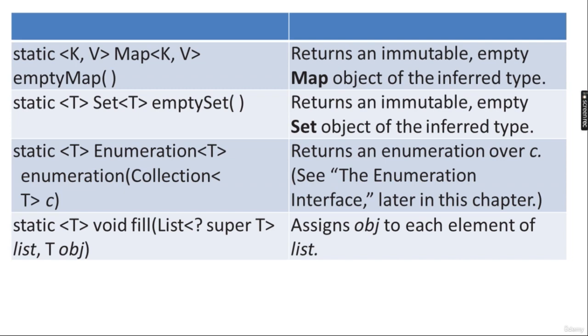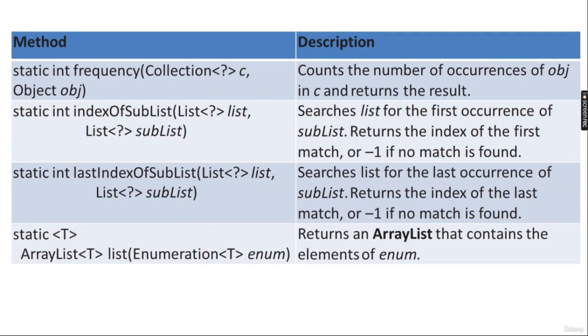static <T> Enumeration<T> enumeration(Collection C) returns an enumeration over C. See the Enumeration interface later in this chapter. static <T> void fill(List<? super T> list, T object) assigns object to each element of the list. static int frequency(Collection C, Object obj) counts the number of occurrences of obj in C and returns the result.